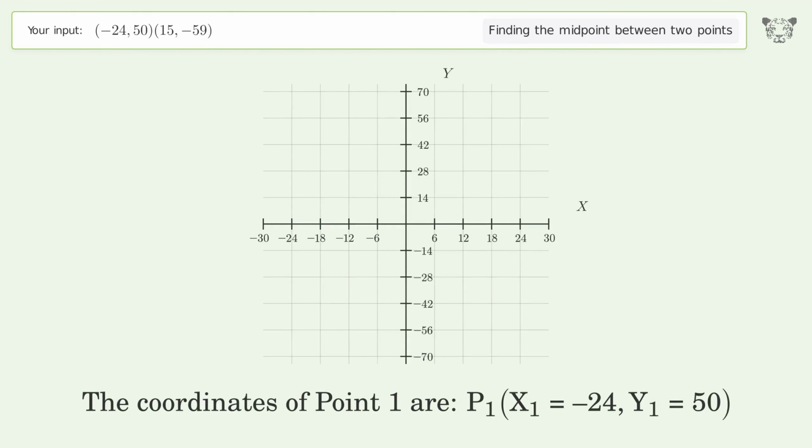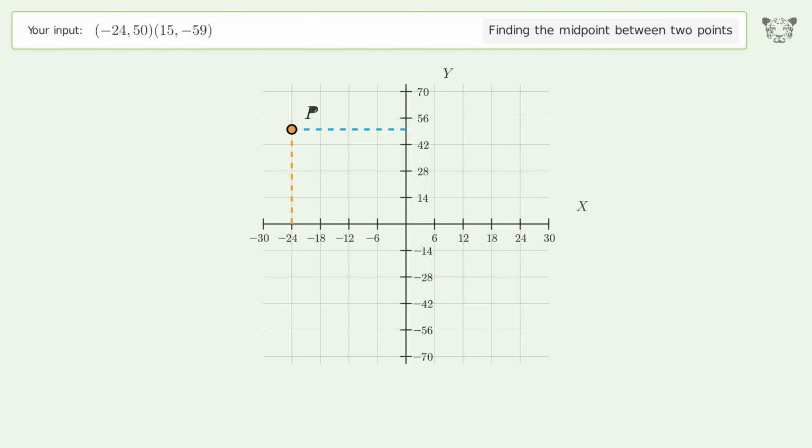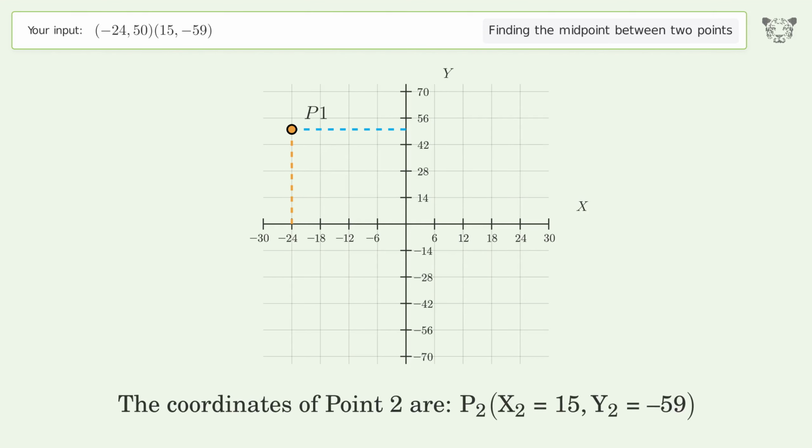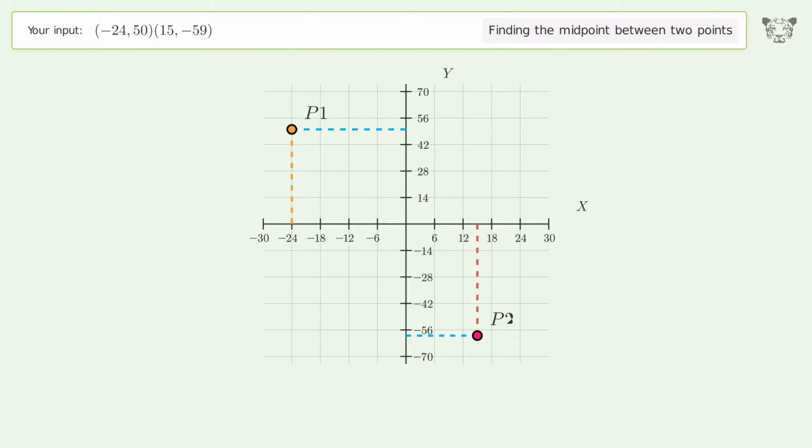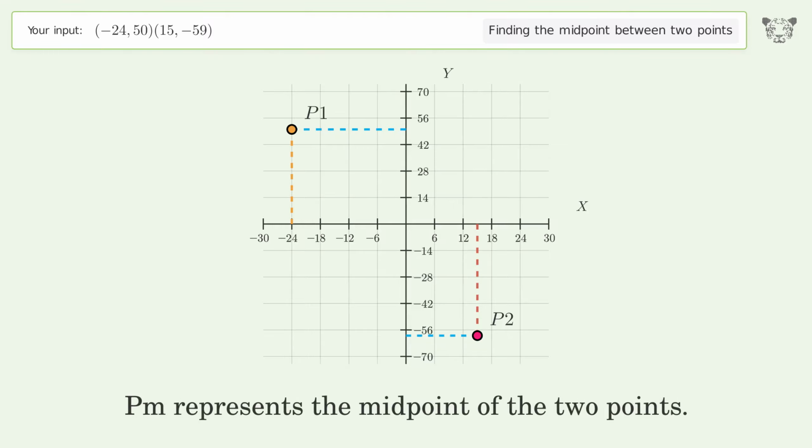The coordinates of point 1 are, x1 equals -24, y1 equals 50. The coordinates of point 2 are, x2 equals 15, y2 equals -59. PM represents the midpoint of the 2 points.